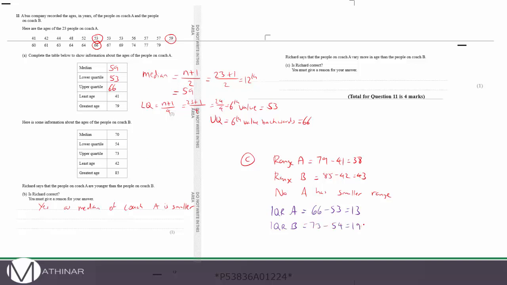which is 19. Richard says that the people on coach A vary more in age. Well, again, the interquartile range of A is smaller. So again, you come to the same conclusion. No, A has a smaller IQR. And that will get you the mark. So you don't need to say both, you just need to say one of those 2 things.